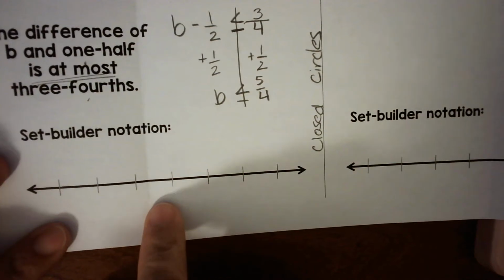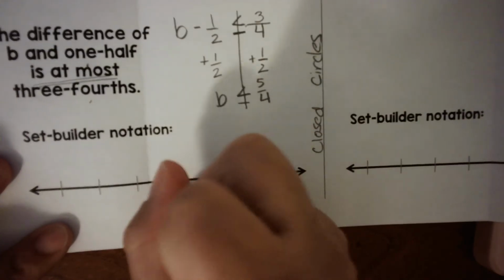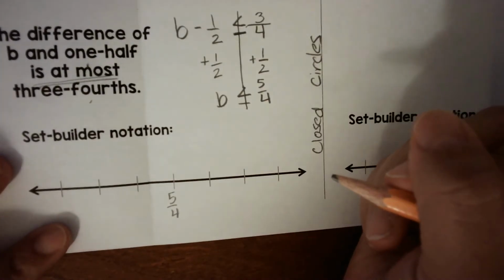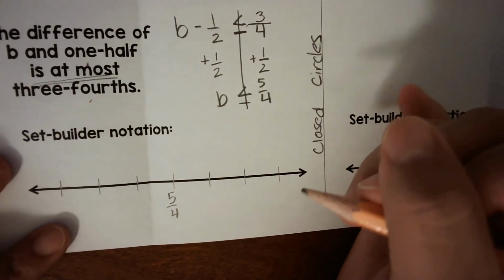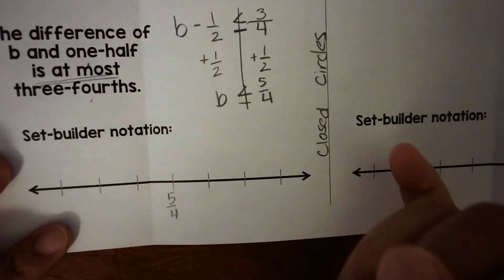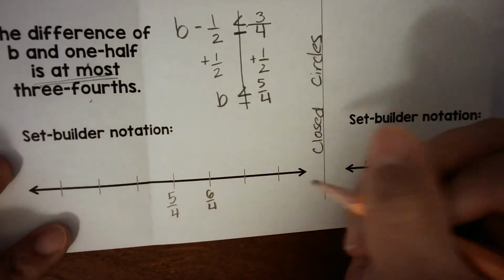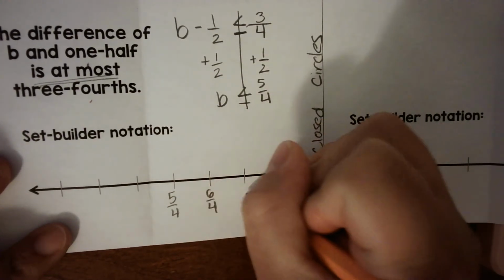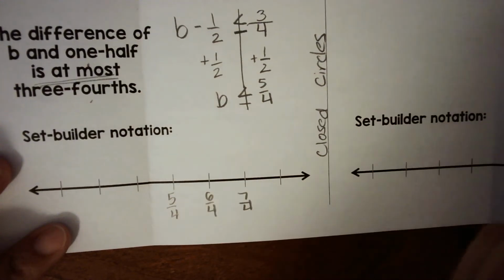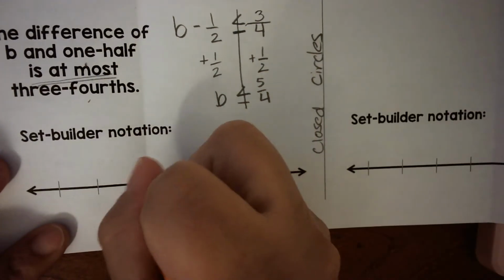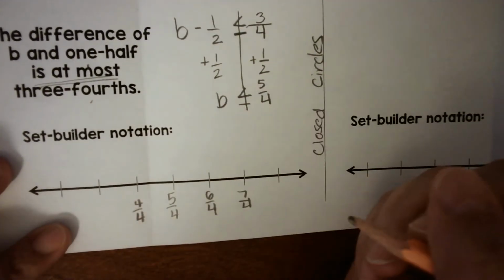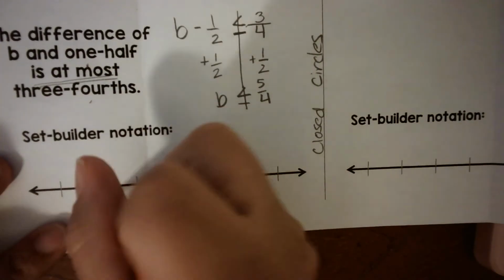Let's go to the number line. The number line will have the 5/4 in the middle. Most students ask, how do I put numbers on the left and how do I put numbers on the right? Well, this is just 6/4 and 7/4. And on the left, it's supposed to be 4/4 and 3/4.